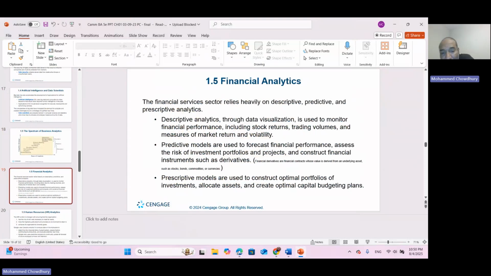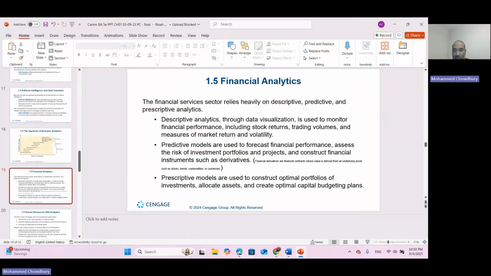So financial derivatives mean, more specifically, financial contracts whose value is derived from an underlying asset. So stock is a financial derivative. That means you are deriving financial gain or financial loss from the financial instruments. Some people say financial instruments. Okay.